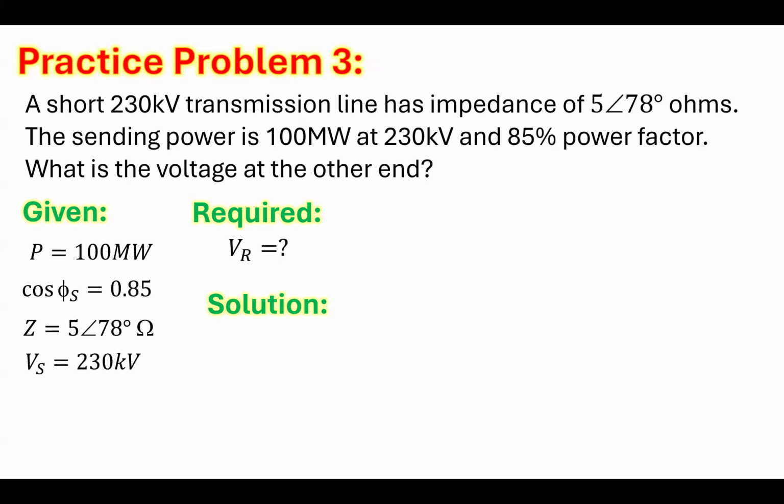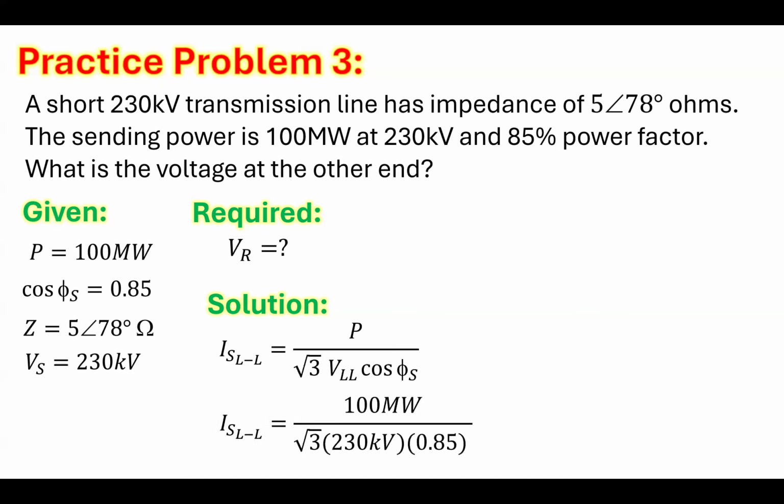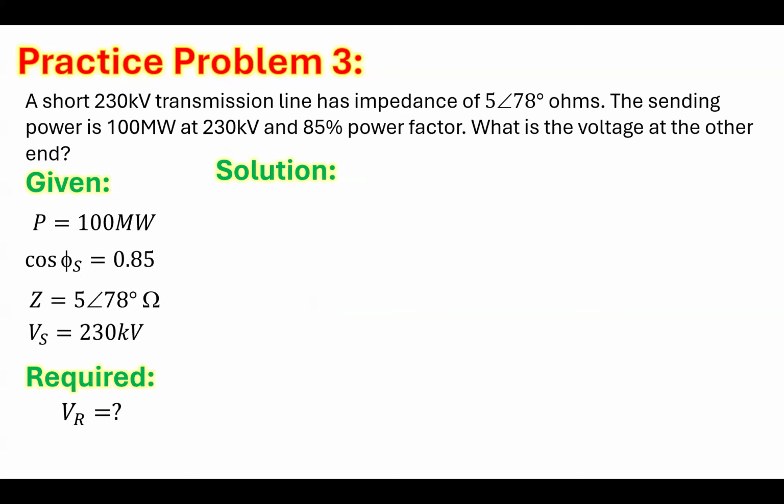So to solve this, first we need to solve for the line-to-line sending current. That is power all over the square root of 3 multiplied by the line-to-line voltage multiplied by the sending power factor. Then that is 100 megawatts all over square root of 3 multiplied by 230 kilovolts multiplied by 0.85. This will give us 295.32 amperes.